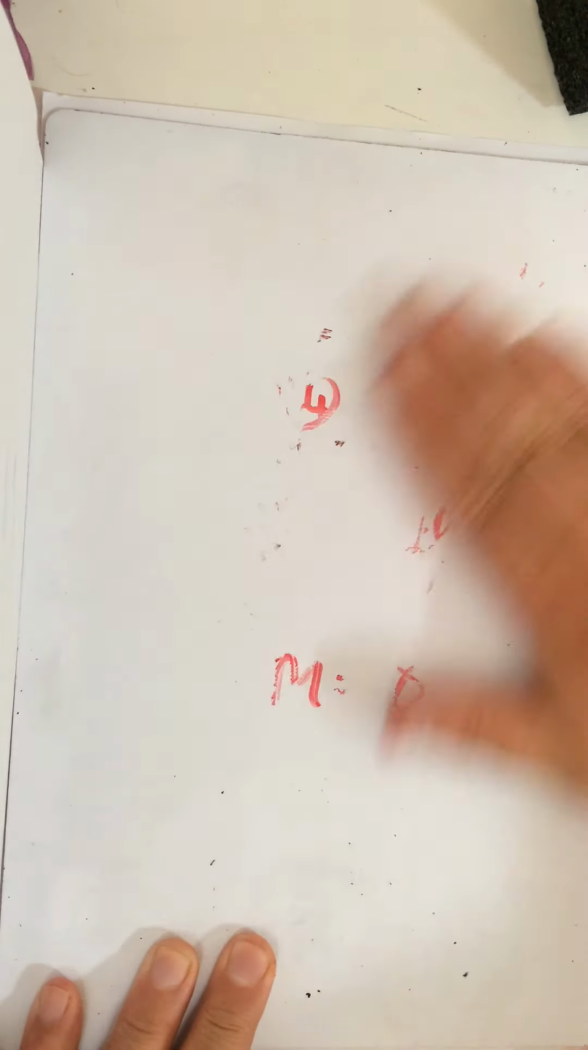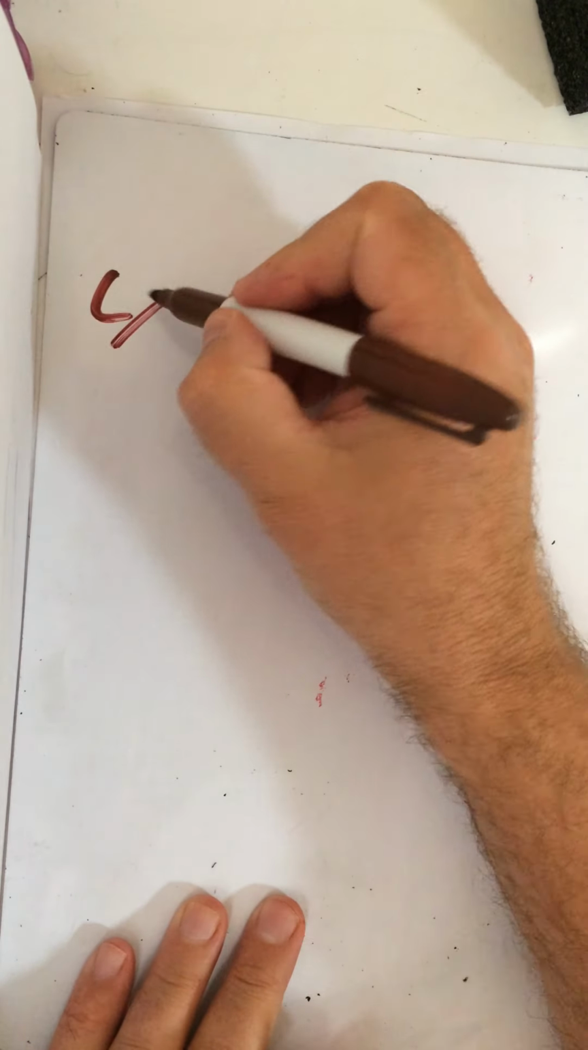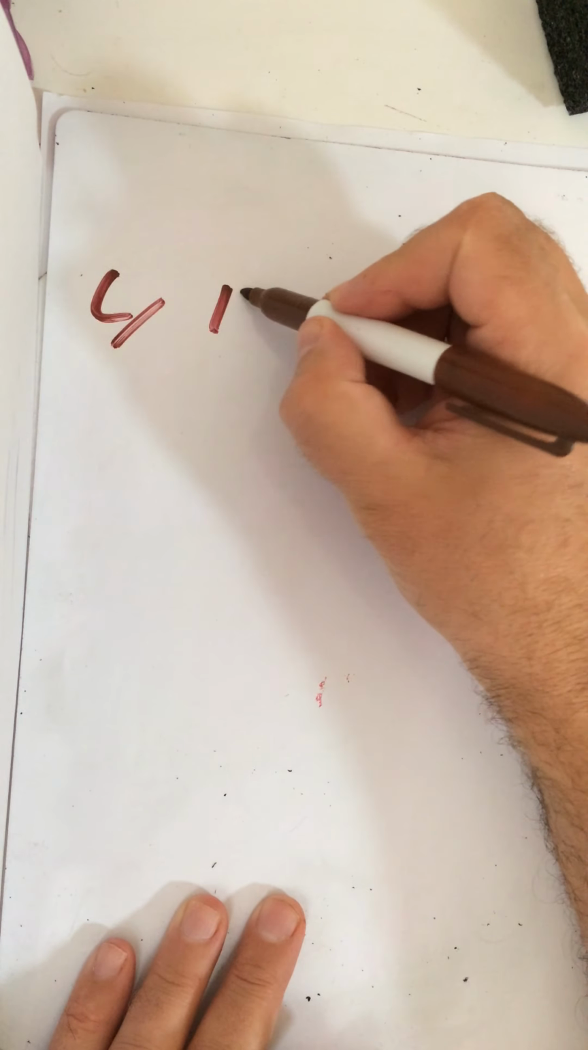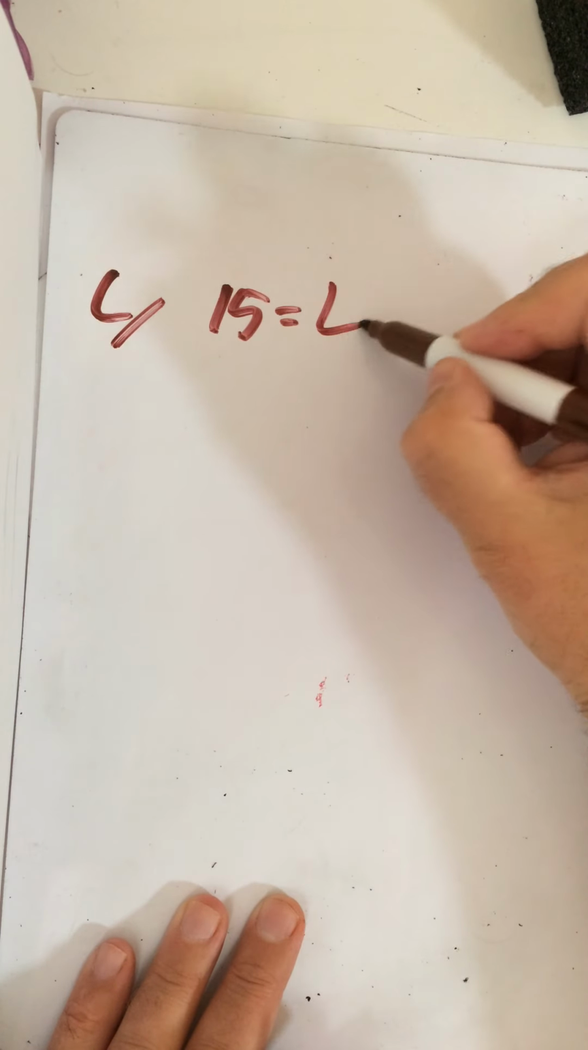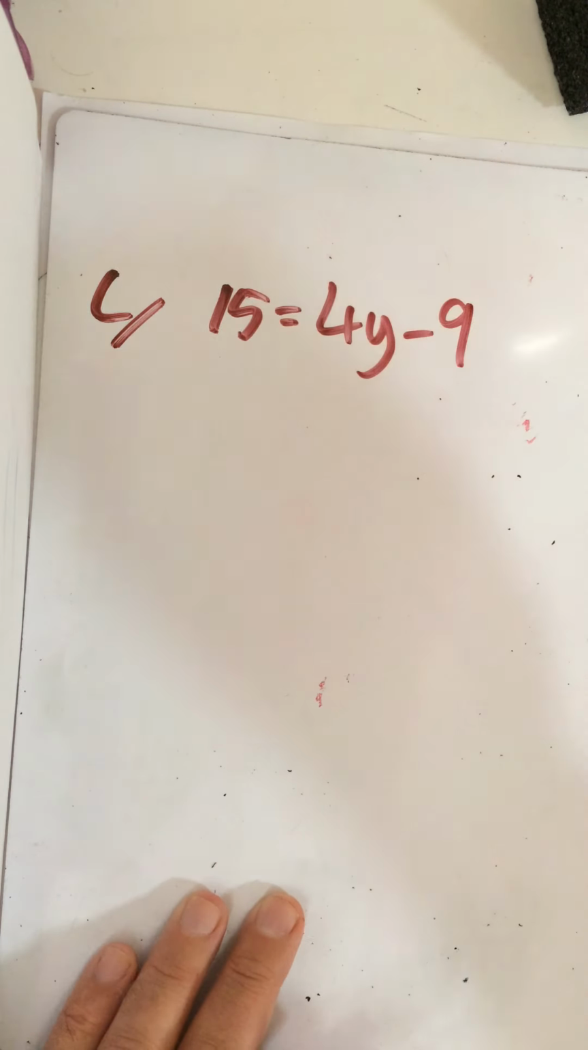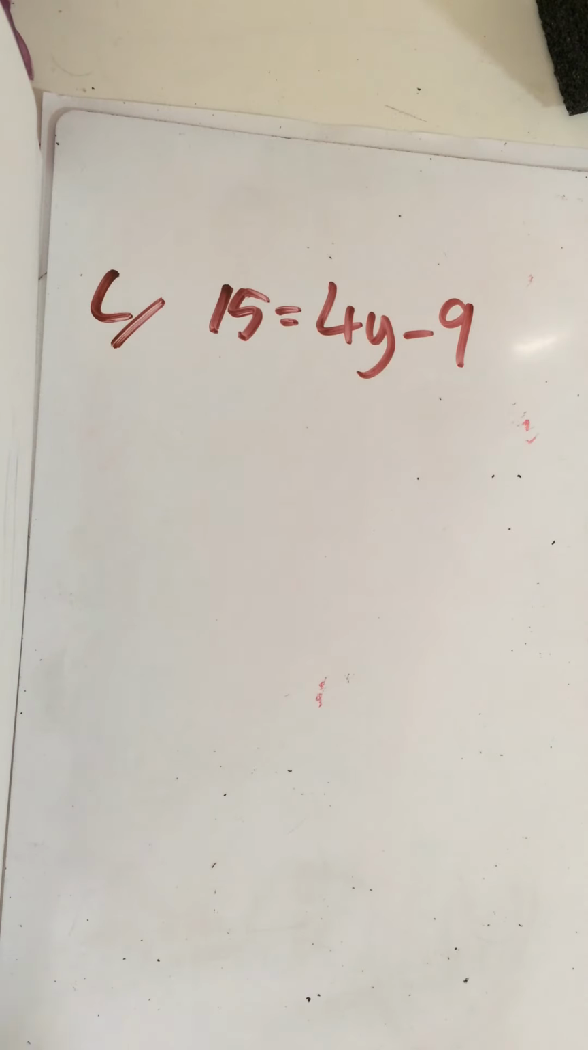Right, have a go at this question, please. Okay. Question C. 15 is equal to 4y minus 9. Pause the video, please, while you do that, okay?